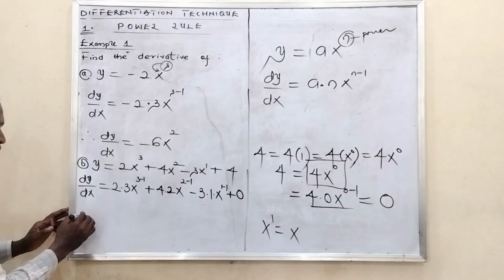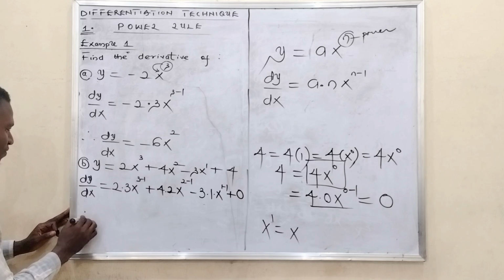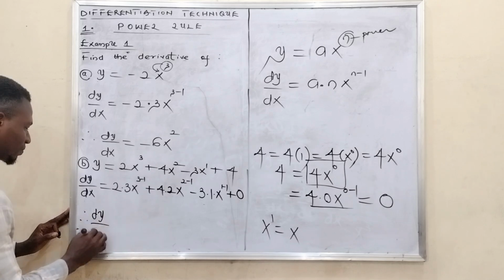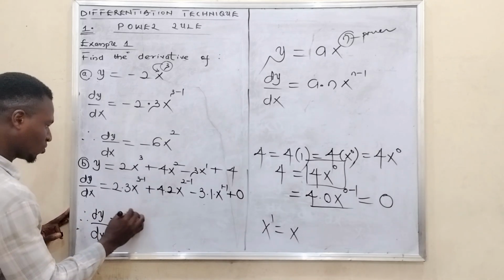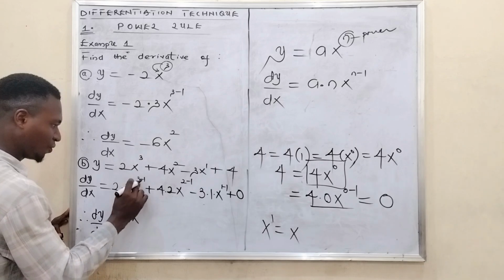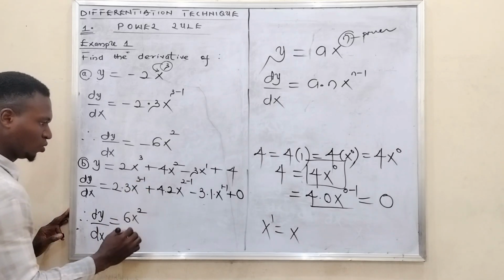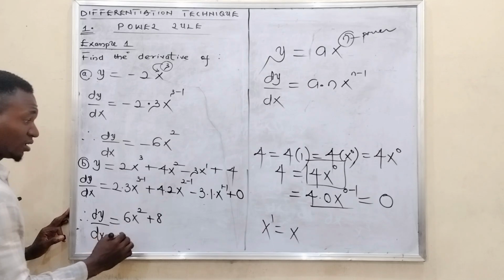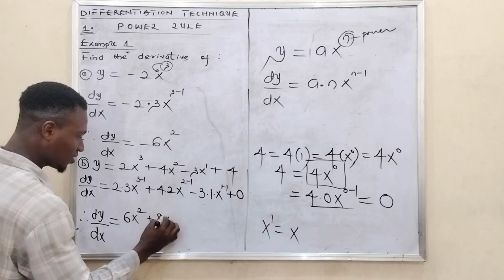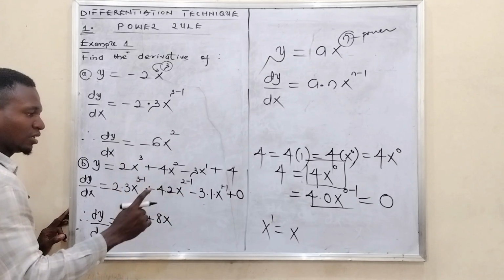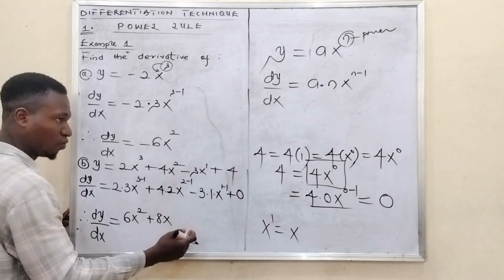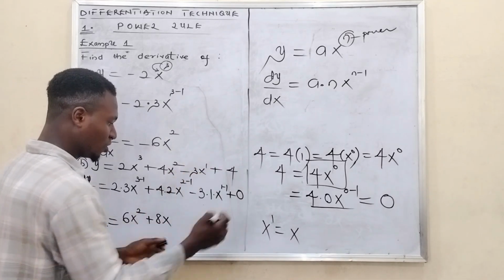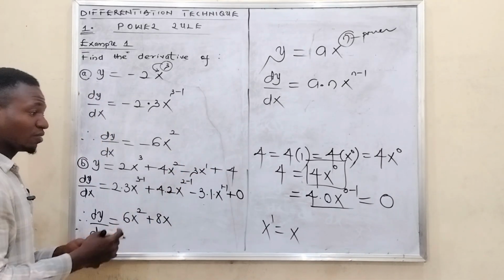So we can go on further by saying that therefore dy/dx is equal to 6x raised to the power of 3 minus 1, which is 2, plus 4 times 2, which is going to give us 8, x raised to the power of 2 minus 1, which is 1. X raised to the power of 1 is going to give us x.